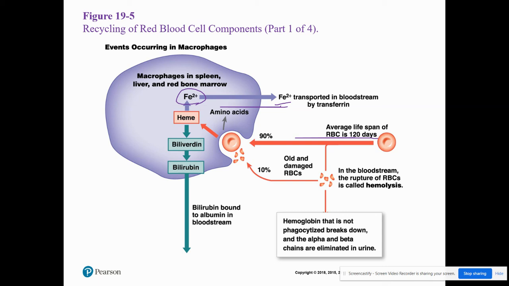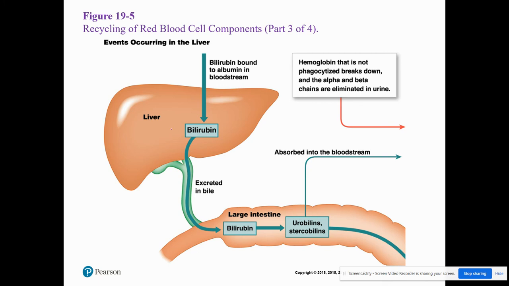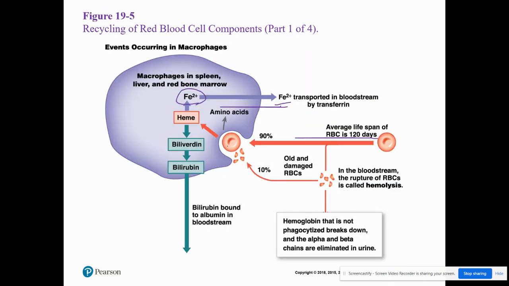The rest of the hemoglobin becomes biliverdin, the green one, and then bilirubin, the yellow one. Any bilirubin bound to albumin in your bloodstream, we're going to see in the next slide, not this slide, sorry, this slide, that it's going to go into your liver, okay? Come back a little bit.